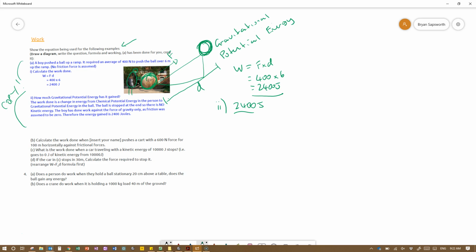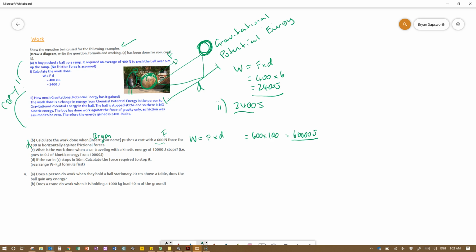Calculate the work done when you write this in. So you write your name, pushes a cart with a 600 newton force for 100 meters horizontally against frictional forces. So work equals force times distance. So that's going to equal 600 times 100, and you get 60,000 joules.